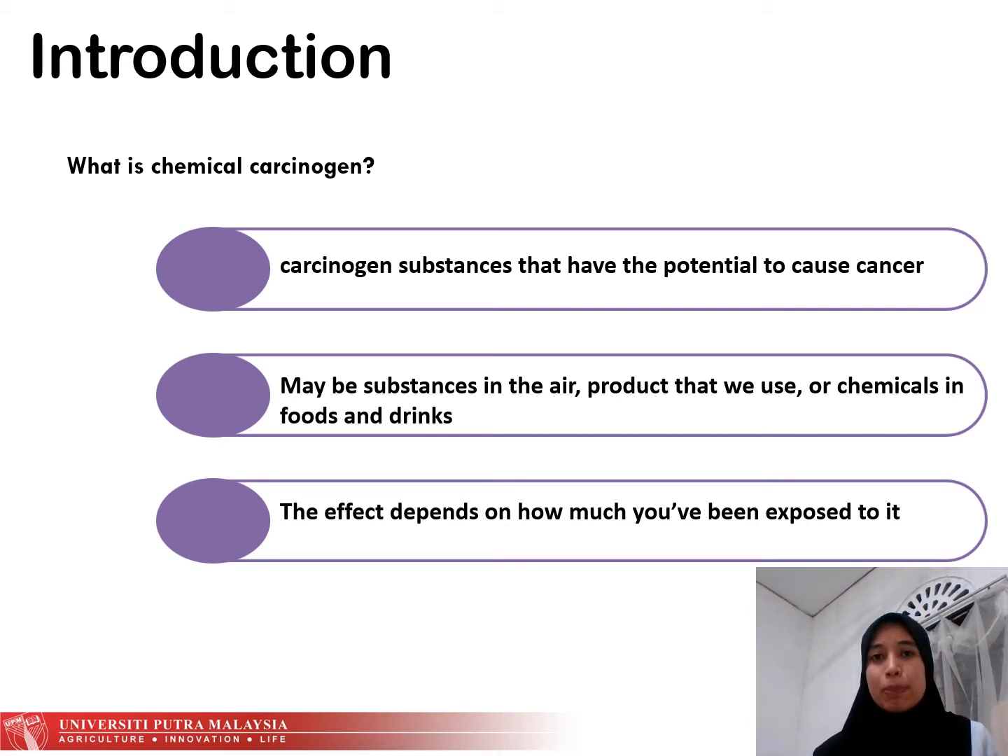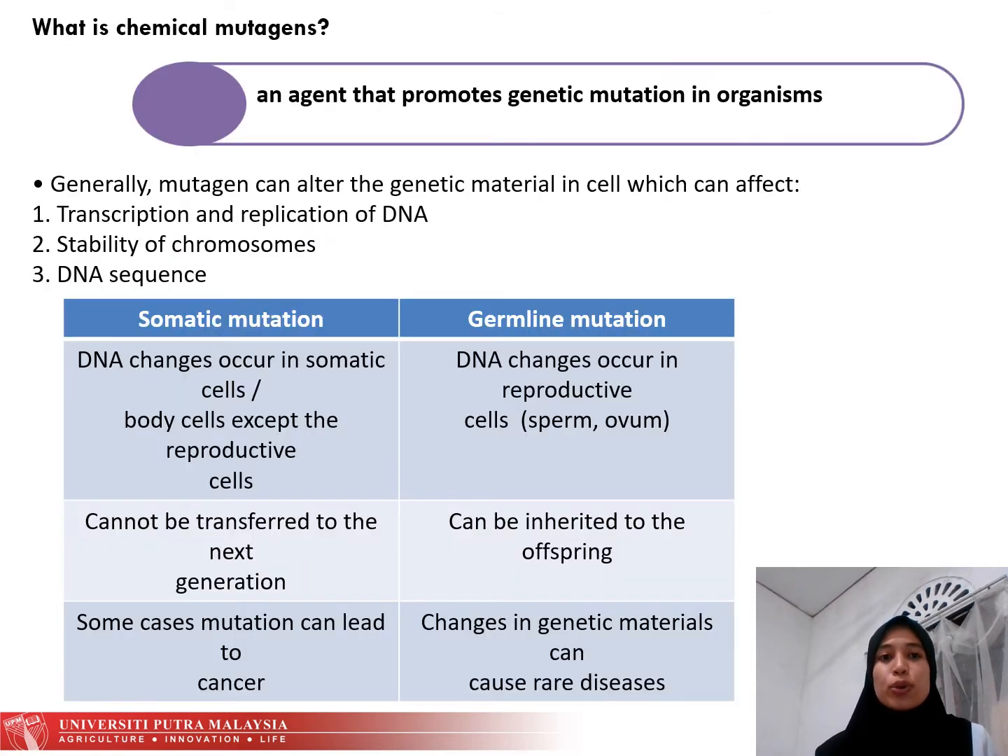But bear in mind, the effect of chemical carcinogens is not immediate, but it depends on how much we have been exposed to the chemical itself. Chemical mutagens are agents that promote genetic mutation in an organism, which can affect the transcription and replication of DNA. They can affect the stability of the chromosome, and also the DNA sequence.